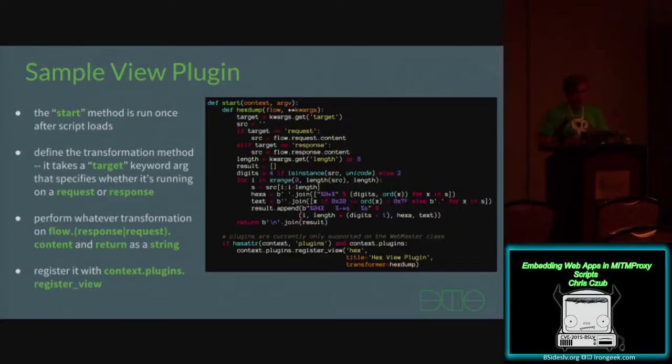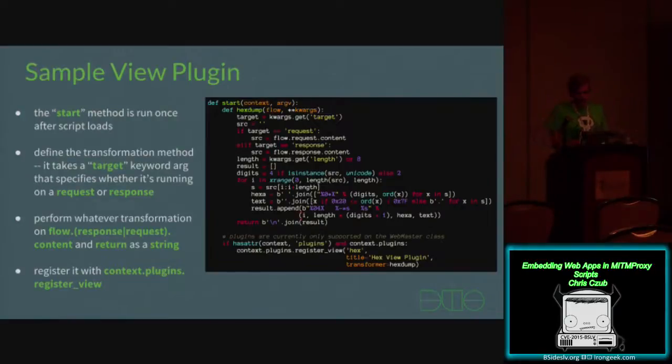Every transformation for a view plugin will get a keyword argument called target, which specifies whether it's currently running on a request or response. So we do a little bit of checking here to see what the target is, and then grab the appropriate attribute of the flow, and then grab the content. Then the next responsibility of the transformation method is to perform the transformation and then return it as a string. So the last line of hex dump is just return the hex string that we've created.